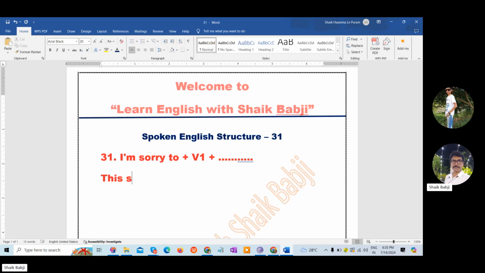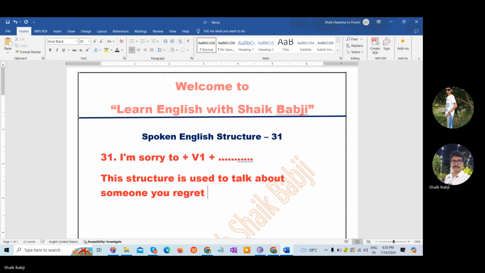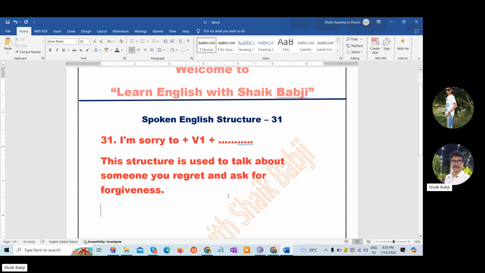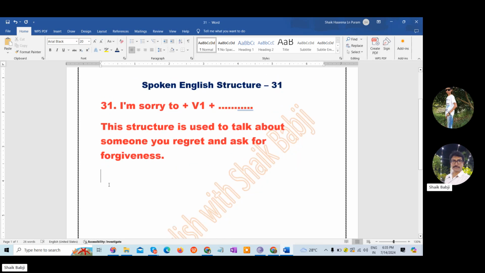So this structure is used to talk about someone you regret and ask for forgiveness. So the structure is used to talk about someone you regret, means that you feel sad, and ask for forgiveness. So you are asking forgiveness to someone. Let's see how we can use this structure in our own way, means in some sentences. Let's see some sentences.